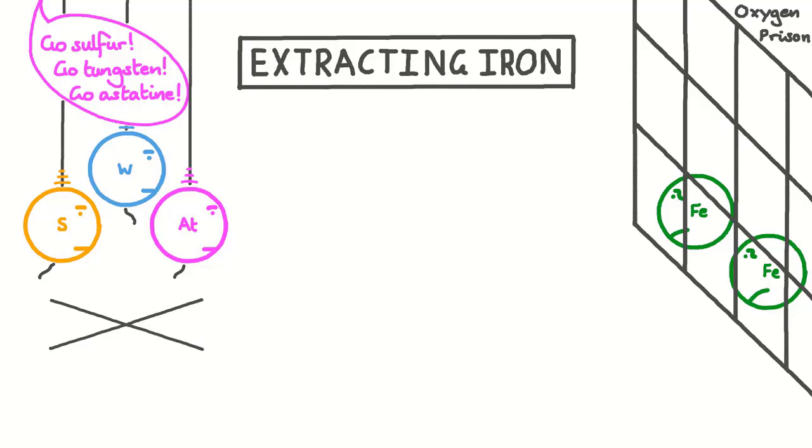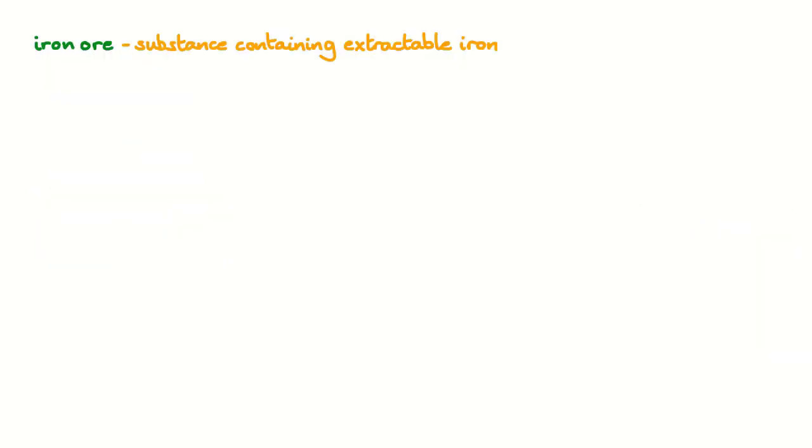In this video, we will look at the extraction of iron from its ore in the blast furnace. We'll look at the chemicals used in a blast furnace and the temperatures involved. Iron is an abundant metal which is relatively cheap to produce.